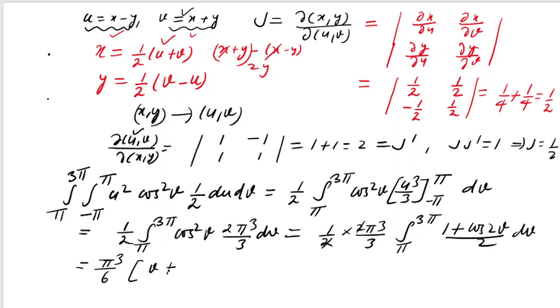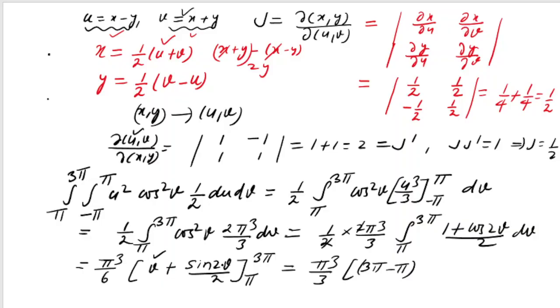So v and plus cos 2v, so that is sin 2v by 2. Limit is pi to 3 pi. So if I take it, I will get pi cube by 3, and then upper limit is 3 pi, lower limit is minus pi in the first term. And if I put 3 pi and pi here, sin 6 pi will be 0, sin 2 pi will be 0. So that will be 0 minus 0. I hope you remember that sin n pi is equal to 0.